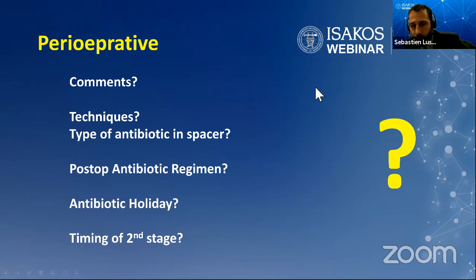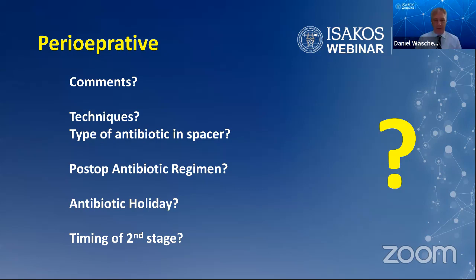Let's talk about the timing of second stage. Dan, for this case, what are the key factors that will help you decide when you would perform the second stage? So again, typically we do 6 weeks of intravenous antibiotics and then give them an antibiotic holiday for anywhere from 2 to 6 weeks. Follow the laboratory studies.